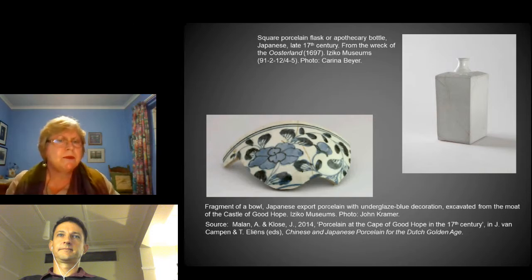The beautiful fragment of the blue and white bowl was excavated from the moat of the castle, and it's quite a big bowl. The diameter is about 20.5, dating from the late 17th century. So this is the kind of early first Japanese ceramics that arrived here.